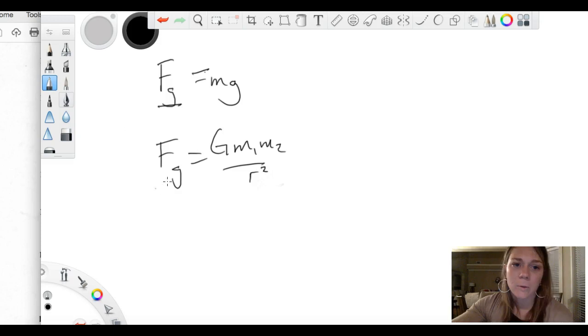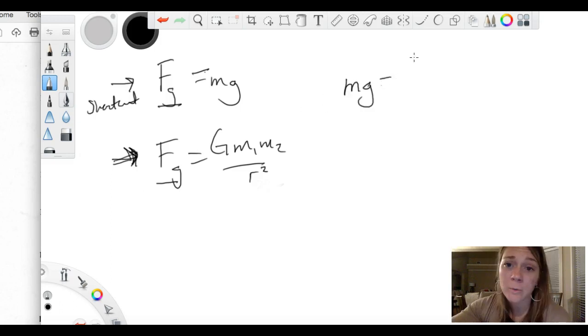So we have 2 equations for gravitational force. If I am not on the surface of a planet, then I would use this one. If I'm on the surface, I can use this one. But if I'm on the surface, I can still use this one. It's just the more complicated one. This is the shortcut. But on the surface of the planet, we could still use the second one, the longer one, because in fact, these 2 equations are equal to each other.